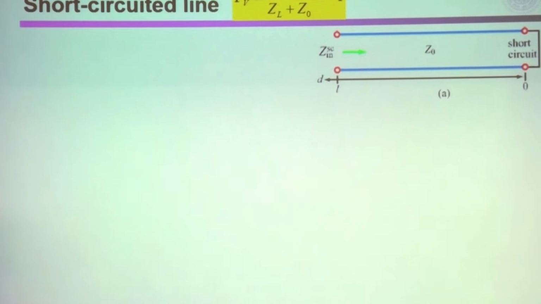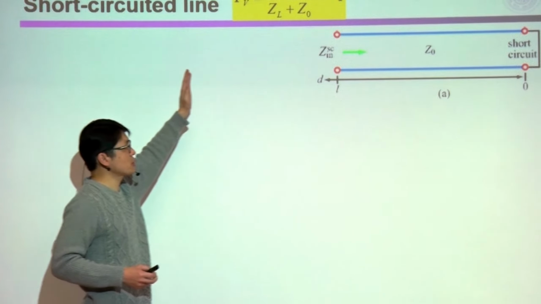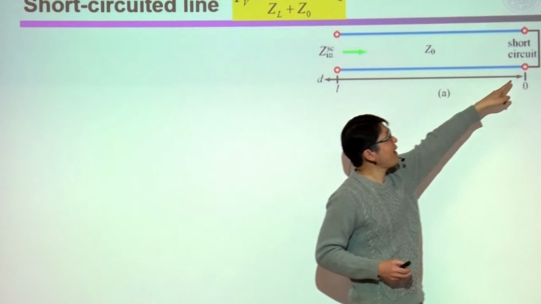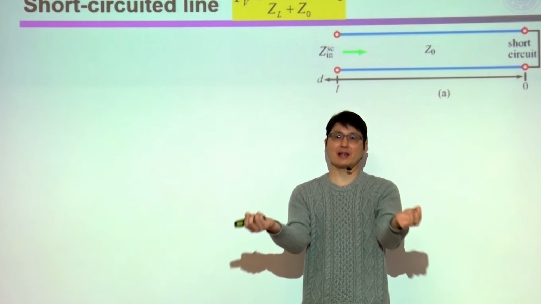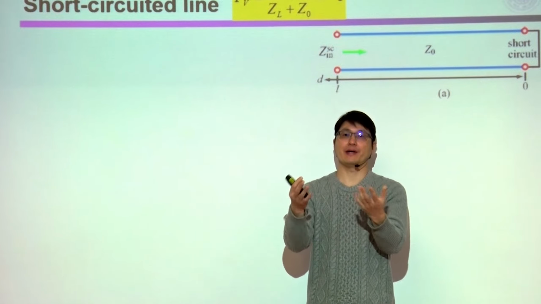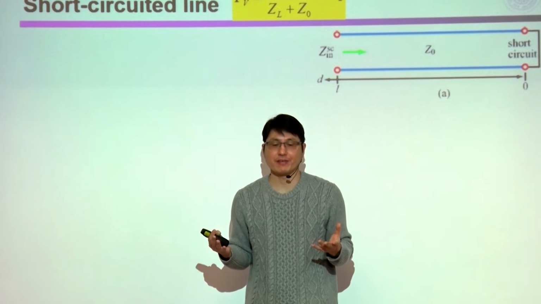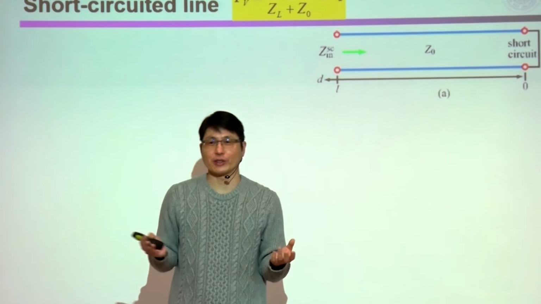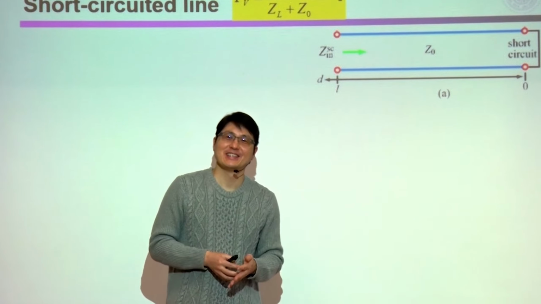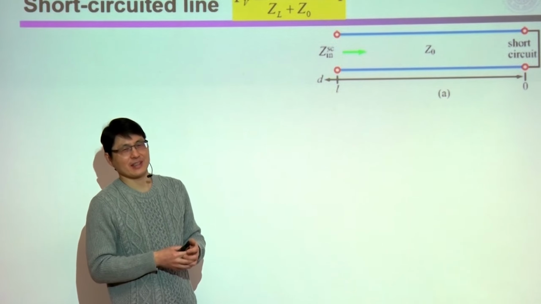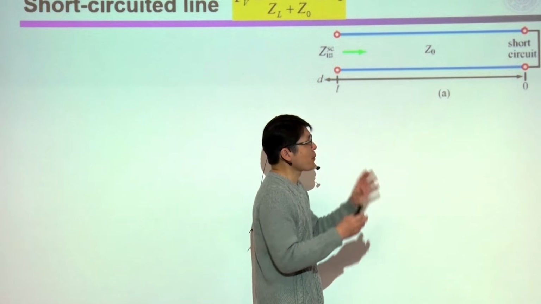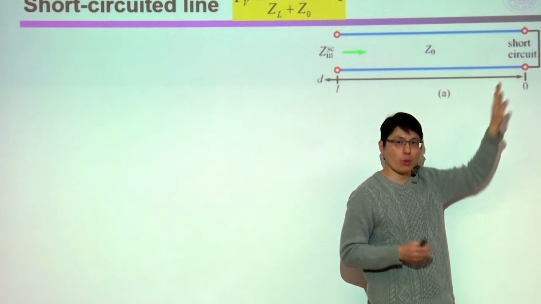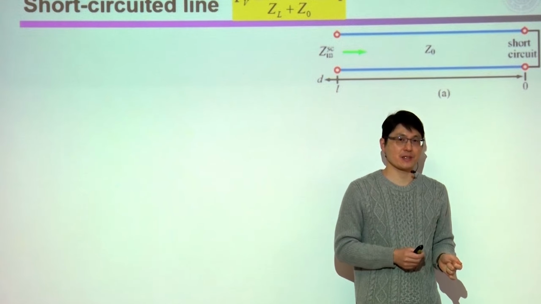The first one is shorted. Shorted means I have a long transmission line, and at the end, they are connected directly by another wire. Short, okay? You want to just short it. So by shorting your transmission line, what are you trying to enforce?